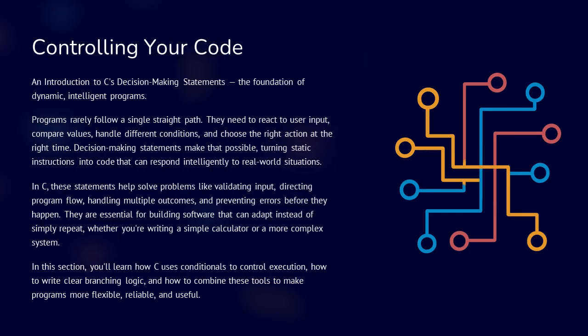So decision making, C control statements, is divided into three parts. One are the conditional statements, two are the iterative or looping statements, and three are the jump statements. So we will look at how the control statements work.